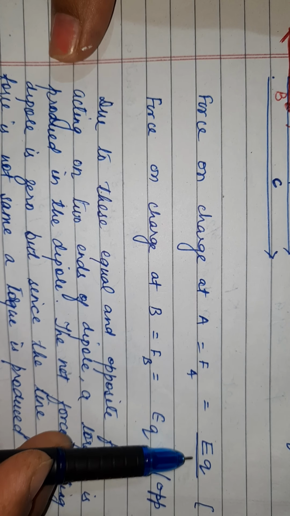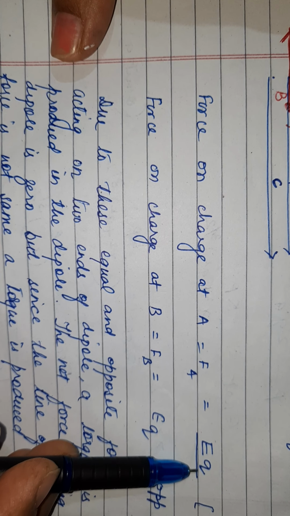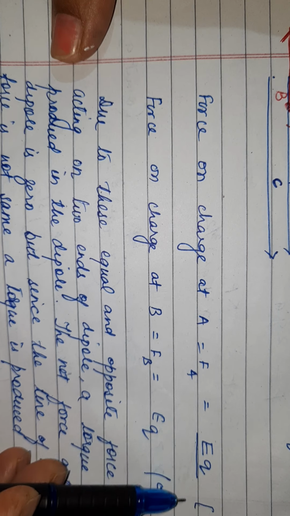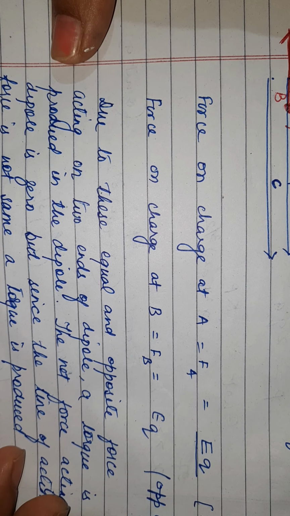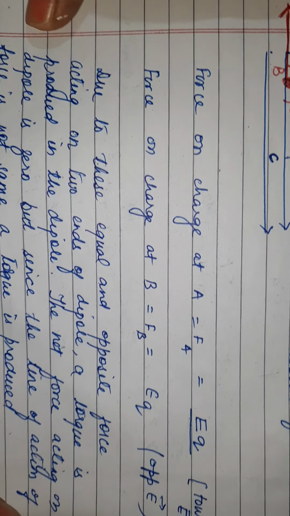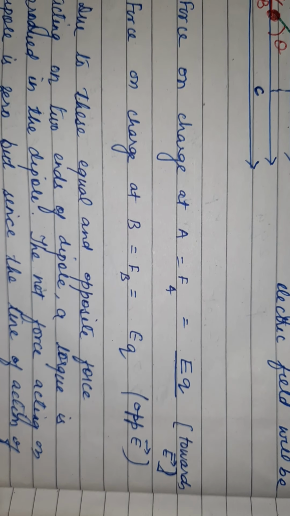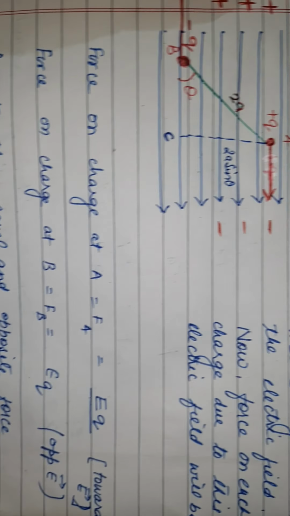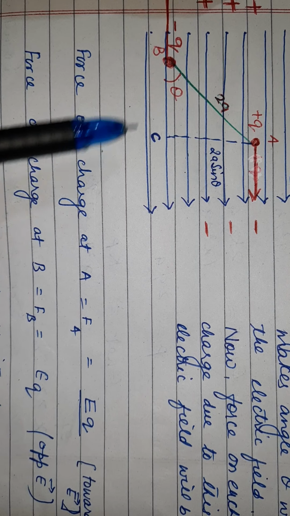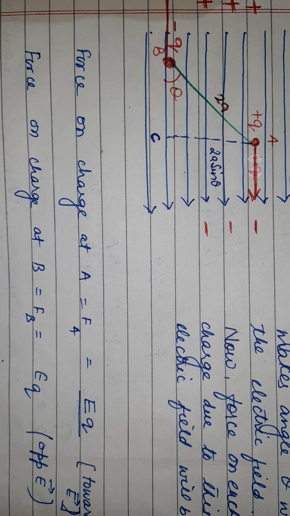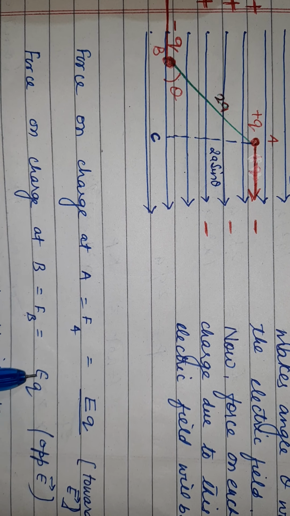So FA will be equal to Q into E, and this will be directed along the electric field only. Okay. Now force on charge at B. Force on charge at B can be written as FB is equal to EQ, but it will be opposite to E.